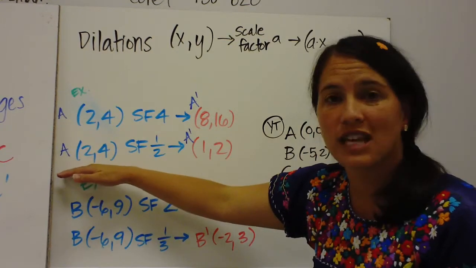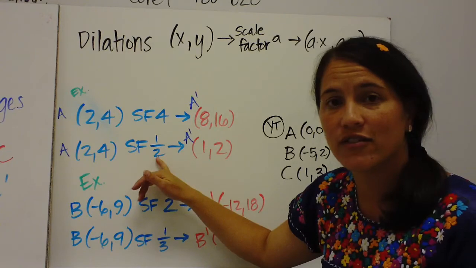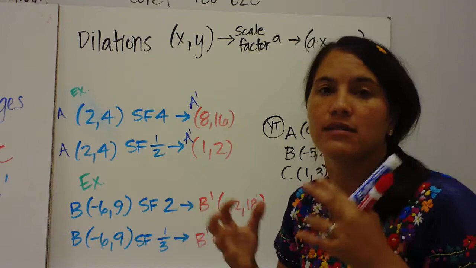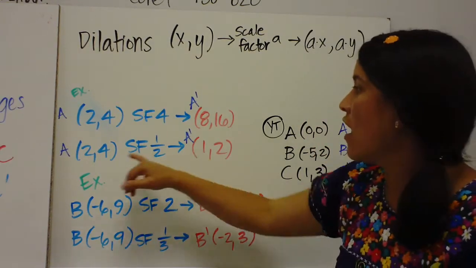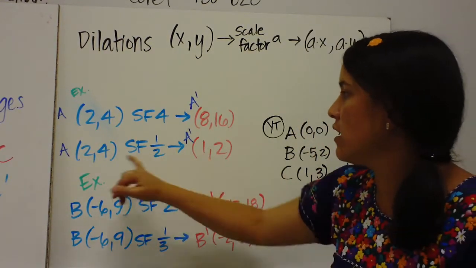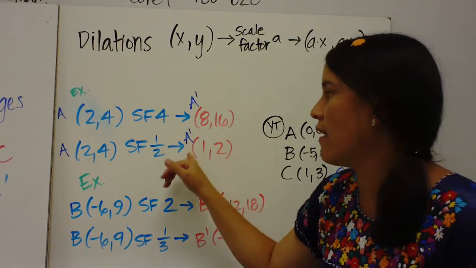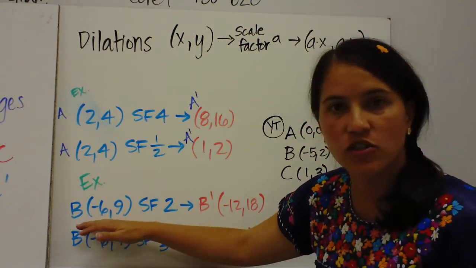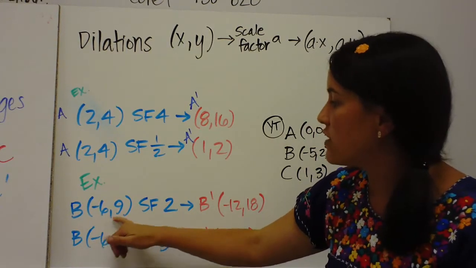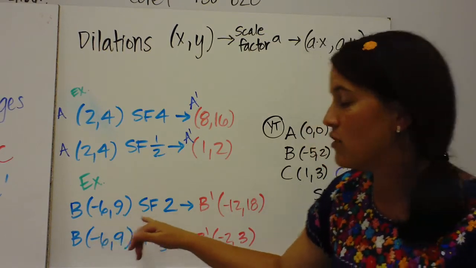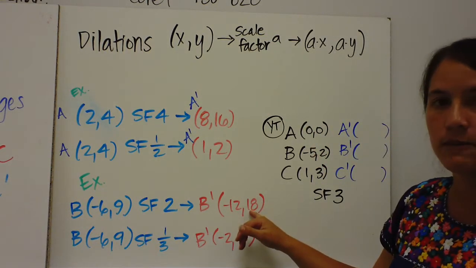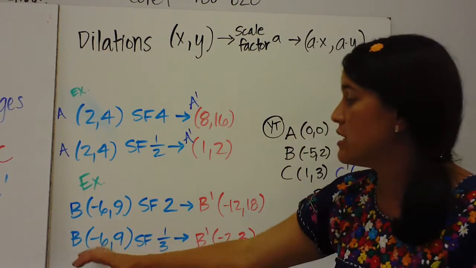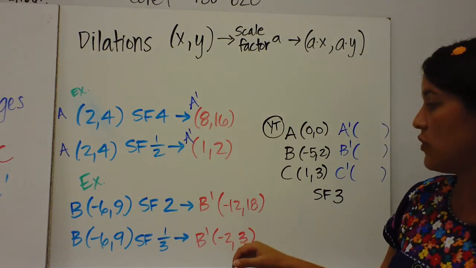Let's say your pre-image is A at 2, 4, and the scale factor is 1/2. Then, since it's half, it's going to get smaller. Anything less than 1 is going to make it smaller because you're taking a fraction of it. 2 times 1/2 is 1. 4 times 1/2 is 2. And that is your A prime. All right, so here's another example. Even if you have negatives, you do it the same way. If the scale factor is 2, that means it doubles. So B prime is negative 12, 18. If the scale factor is a third, that means it's going to get smaller. Negative 6, 9 then becomes negative 2 and 3.